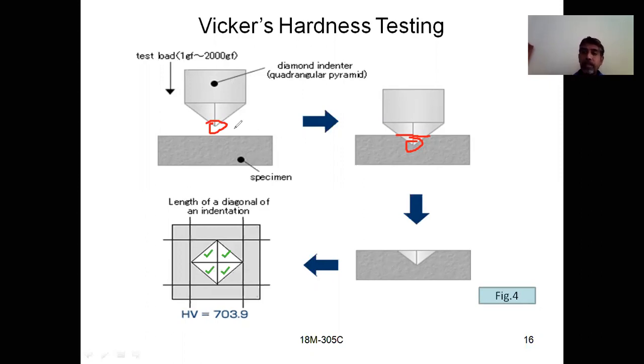Same thing. So first, what you have to do? You have to prepare the specimen, and you have to keep the specimen under the anvil, and later you have to apply the load. You have to move the specimen such that it should touch the indenter, and later you have to apply the load. When you apply the load, what will happen?